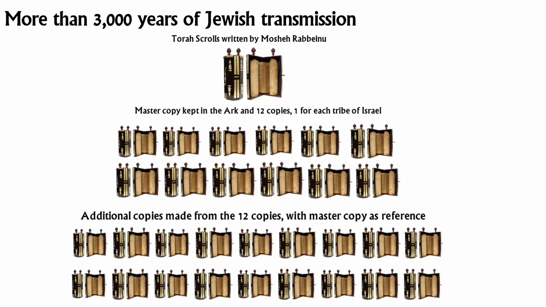So from there, you had the main text that was found amongst the Leviim and the Kohanim, the priests and the Levites, basically. And that was kept in the Mishkan, and then eventually it was kept in the Beit HaMikdash, meaning the temple in Jerusalem. And from there, you had those other 12 copies that were made for the different leaders of the 12 tribes of the Jewish people. And then from there, copies were made of those copies.